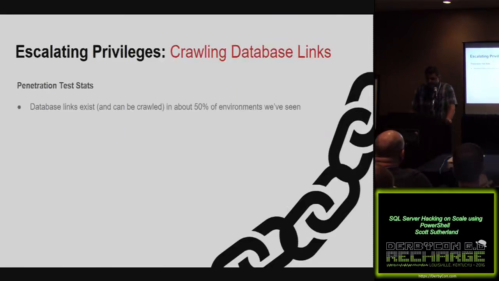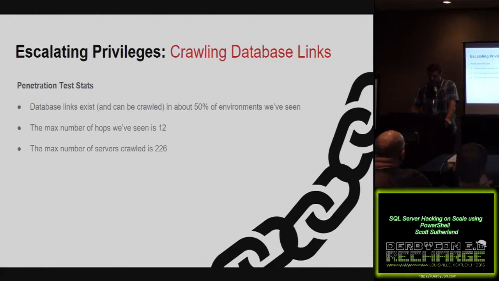Quick stats: we see this in about 50% of the environments. The max hops we have is 12 servers on a single crawl, meaning 12 individual hops. The reason it stopped is because the OPENQUERY function I very briefly showed you has a character limit. During that crawl, we hit 226 servers. Out of those, we got sysadmin on 225, just because of the link relationships. And there were thousands of links in that particular crawl.